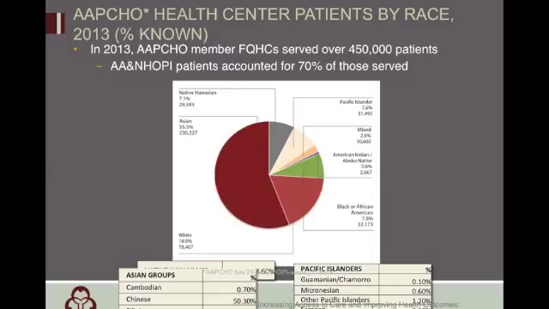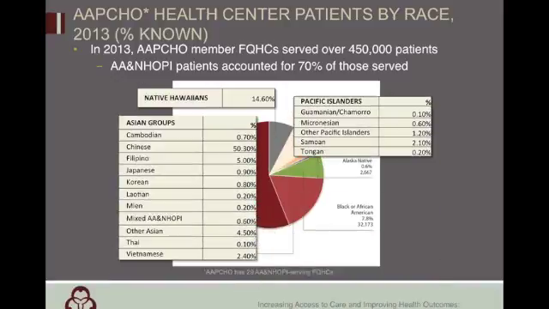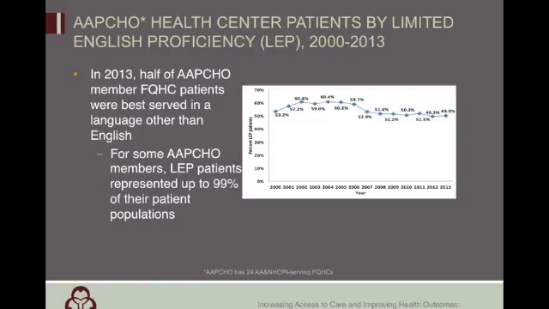To give you some more context, this is a graph showing AAPSHO's health centers, and as a reminder, AAPSHO has 24 FQHCs, or federally qualified health centers, and in 2013 they served over 450 patients, 70% of which were AA&NHOPI. Here's a quick snapshot.